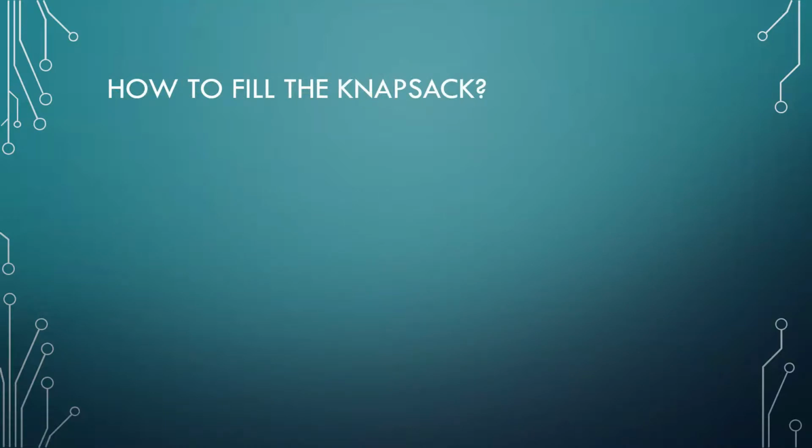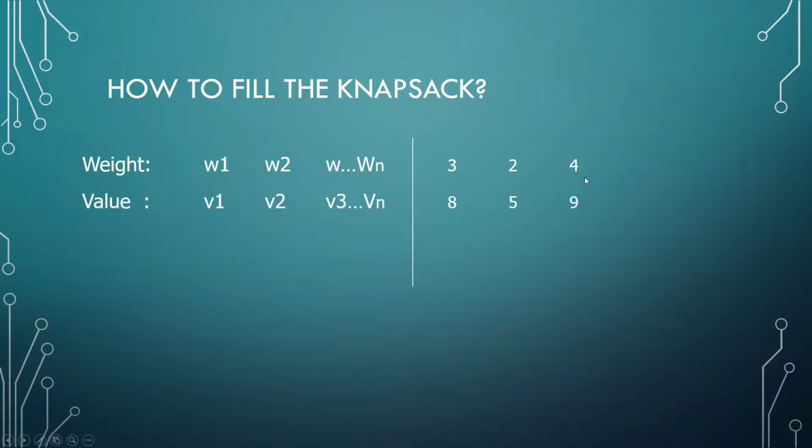Here's an exemplary problem. Let us assume there are some weights W1, W2. We have been given three items, each having weight 3, 2, and 4, and the values of the three items are 8, 5, and 9. So the item with weight 3 has a value of 8, the item with weight 2 has a value of 5, and the item with weight 4 has a value of 9. And obviously there will be a limit of the bag up to which you can carry, and for this problem the limit of the bag is 7.